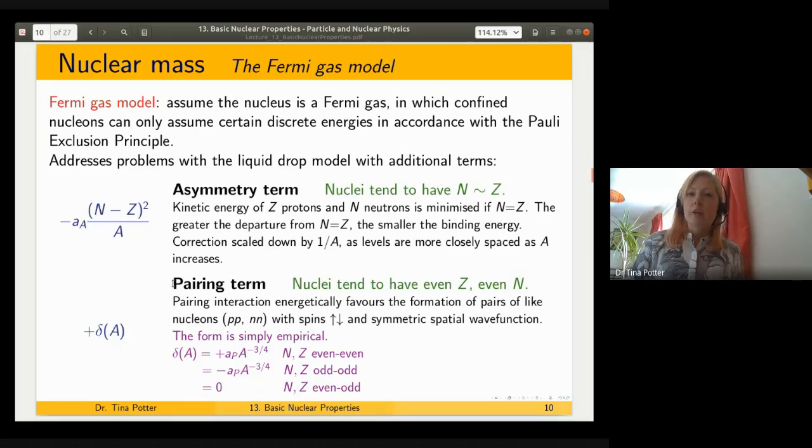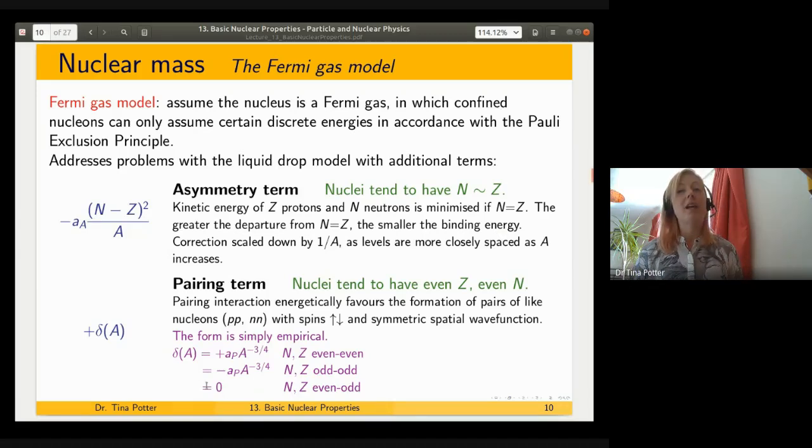And finally, we're going to add a term to account for the fact that protons and neutrons like to pair up. So we have even numbers of protons and even numbers of neutrons. Now, this is simply empirical, what we're doing here. This isn't something like the other terms, which is taking into account some physics. We're going to add a term here. We call it delta. It's going to be adding something to the binding energy for even nuclei, for even numbers of neutrons, even number of protons.